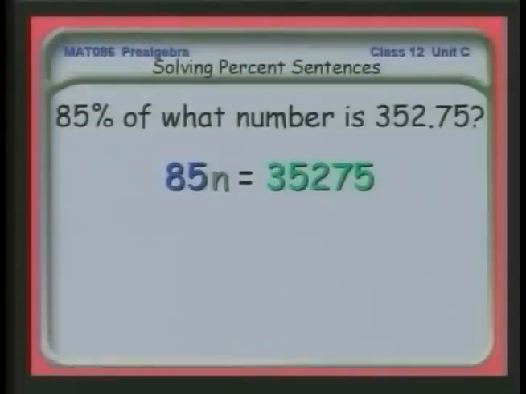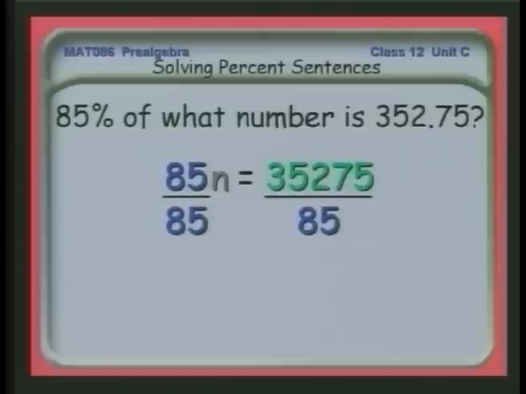Here's the equation. Let's solve the equation by dividing both sides by 85, and I find that the number I get is 415. 85% of 415 is 352.75. You can also look at this in terms of reasonableness. 100% is going to be 415. 85% is going to be most of it. Then I look at my answer and I see, sure, 352 isn't that far off from 415, and that gives me some confidence in my answer.